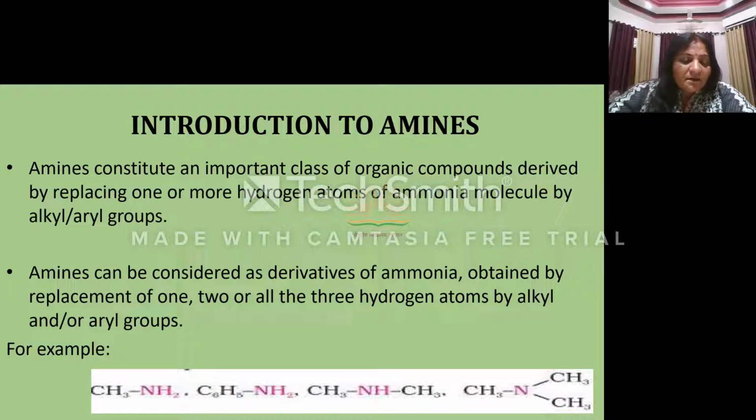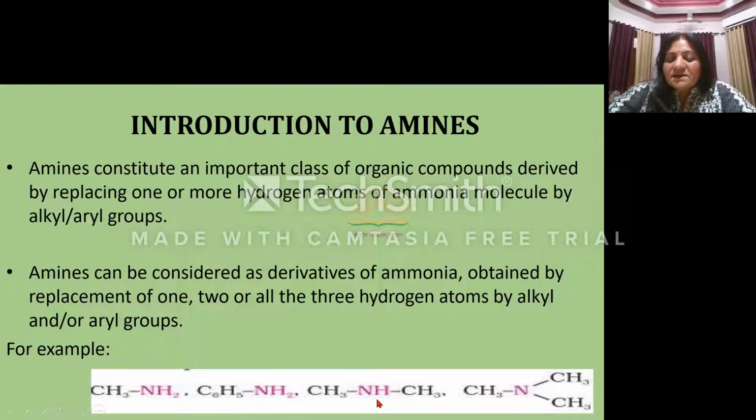Here CH3NH2, this is primary amine, 1 degree amine, because one of the hydrogen atoms is replaced by the methyl group, alkyl group. Second is C6H5NH2, this is aniline, aromatic amine, and here one of the hydrogen atoms of the ammonia is replaced by the aryl group C6H5. So it is aromatic amine, aromatic primary amine.